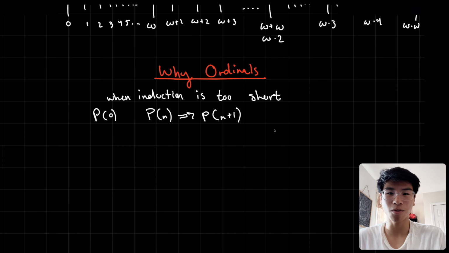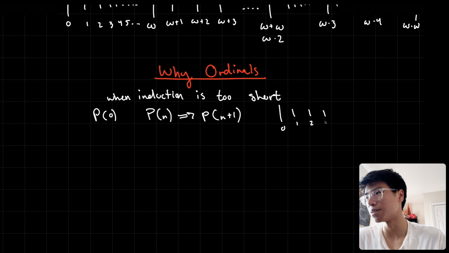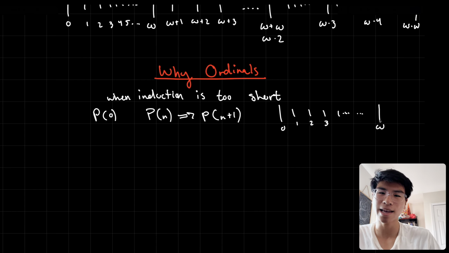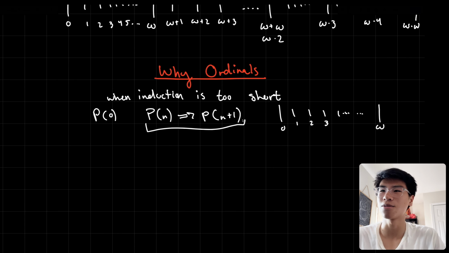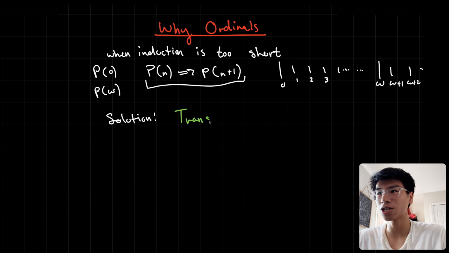And this is great for most of the cases of induction that we come across in discrete math. We prove a case for 0, and then we prove a case for 1, and then for 2 and 3 and so on. But we actually hit a brick wall. If we ever have a sequence that goes past the natural numbers, say has an omega number, we'll never be able to reach that with this normal induction hypothesis. So what's the solution? It's transfinite induction. Induction that goes beyond the finite case.